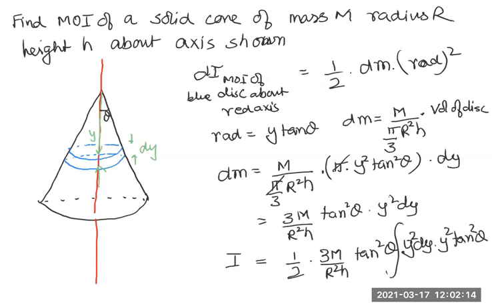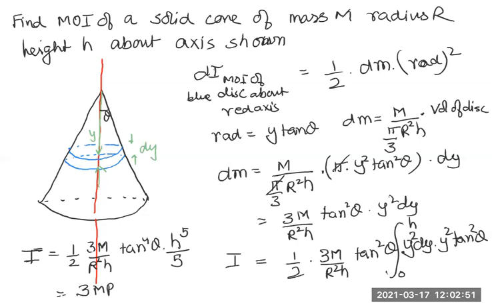This will be integrated from 0 to h. So let me write it here now. I is equal to half of 3m by r square h, tan power 4 theta, and the integration of y power 4 gives h power 5. This is equal to 3 m r square by 10.